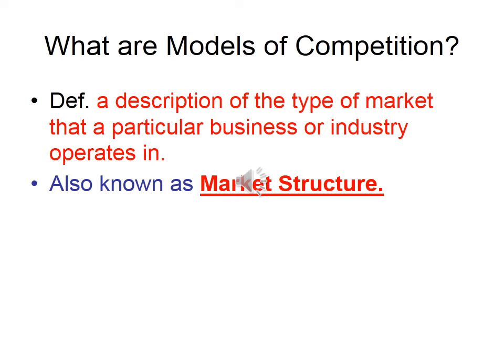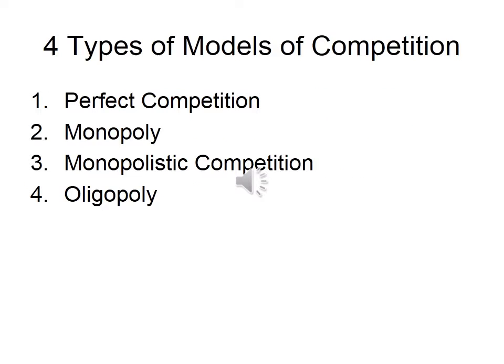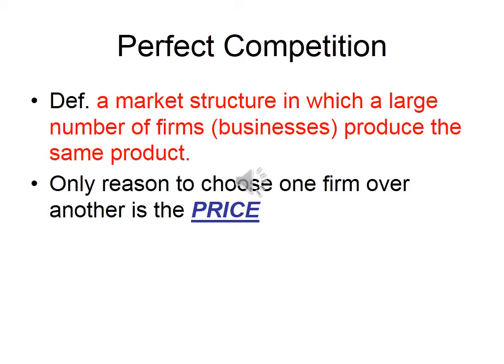So, what are models of competition? Definition: a description of the type of market that a particular business or industry operates in. It is also known as market structure. So, the four types of models of competition are: first, perfect competition; second, monopoly; third, monopolistic competition; and fourth and finally, oligopoly. So what is perfect competition?